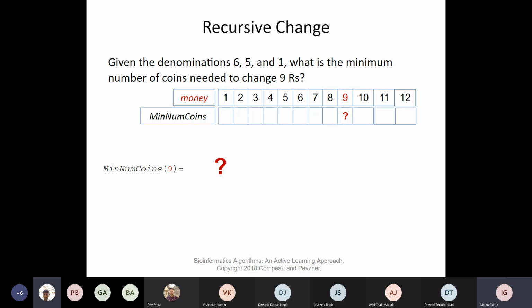So the right way to solve this problem is to ask the question recursively. Here I'm going to introduce you to recursive algorithms. The idea is that let's say you have denominations 6, 5, and 1, and you want to make change for 9 rupees. These are the different kinds of money denominations that you have, and this is the minimum number of coins that you would need to make change for each of these. Now the question is you have to write a function which says give me the minimum number of coins in denominations 6, 5, and 1 for the amount 9.